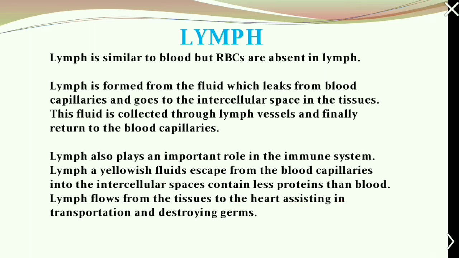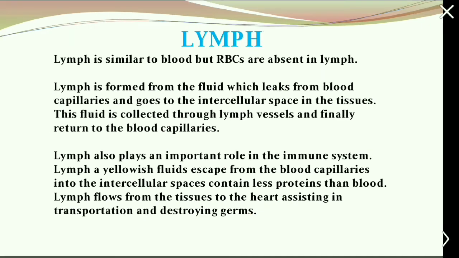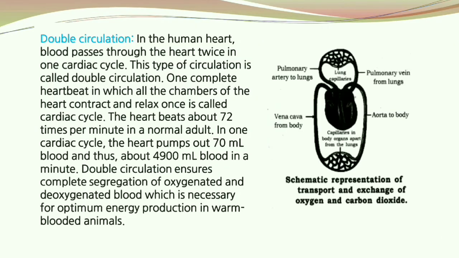Lymph flows from the tissues to the heart, assisting in transportation and destroying germs. Now, what is double circulation? In the human heart, blood passes through the heart twice in one cardiac cycle. This type of circulation is termed as double circulation.